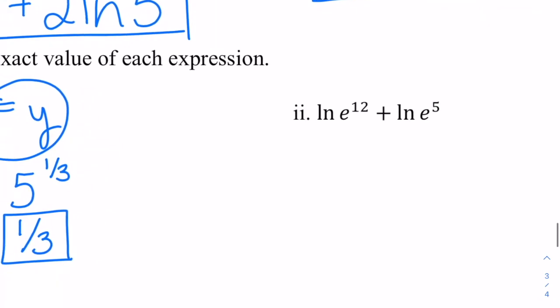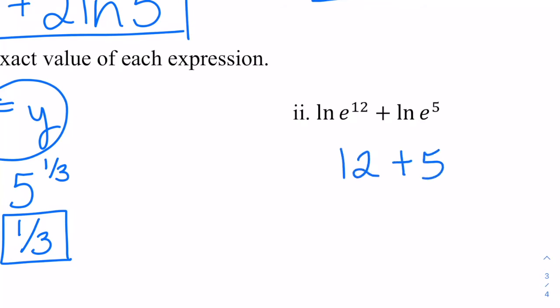Now the last one, this is natural log of e to the 12 plus natural log of e to the 5th. We need to make sure we remember the natural log and e are inverse functions, right? So this will simplify to just 12 plus 5, which is 17.